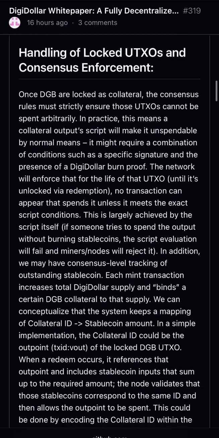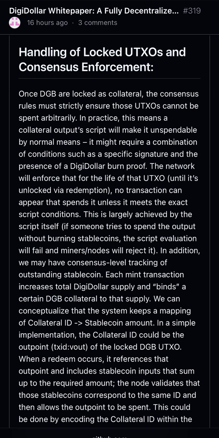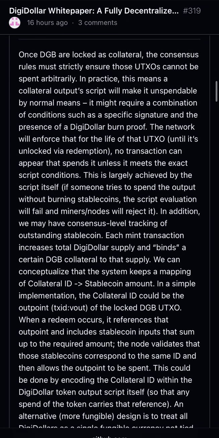Handling of locked UTXOs and consensus enforcement. Once DGB are locked as collateral, the consensus rules must strictly ensure those UTXOs cannot be spent arbitrarily. In practice, this means a collateral output script will make it unspendable by normal means.